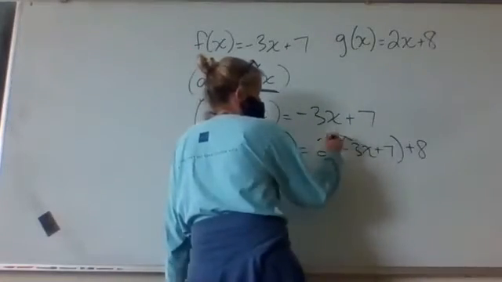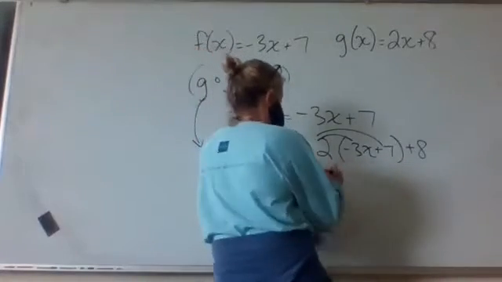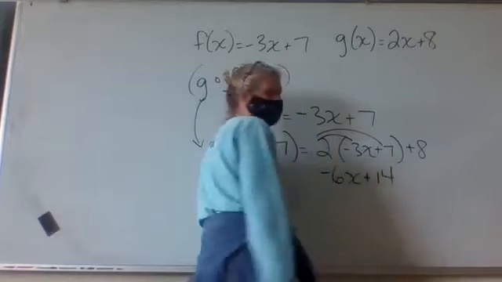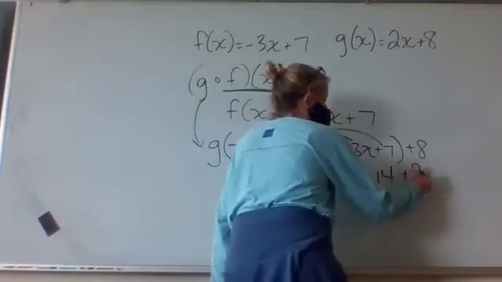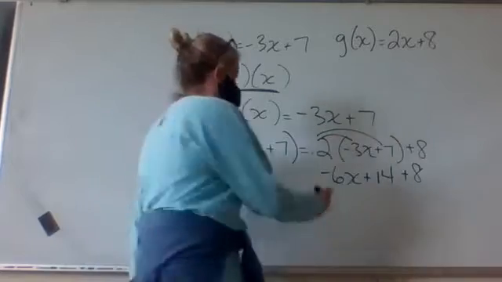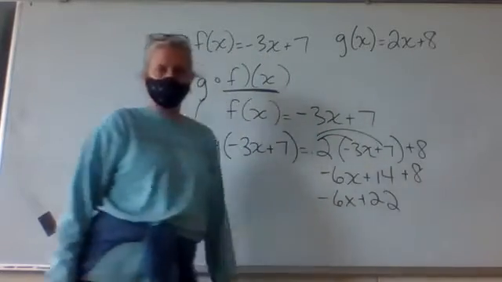And then simplify it. So I'll distribute this 2. So 2 times negative 3x gives me negative 6x. 2 times 7 is 14. Bring down the positive 8. And then 14 and 8 are like terms, so you can put them together. So you have negative 6x plus 22.